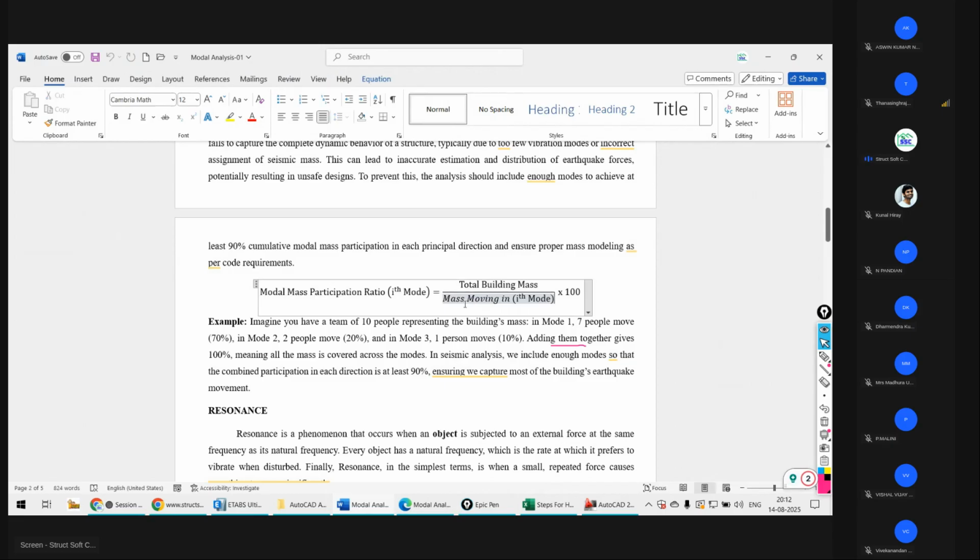What mass consideration do you need to consider in the denominator? In the numerator we'll have the 100% mass. If you see this ratio and multiply by 100, you will get the percentage of mass participation. कितना परसेंट उस पर्टिकुलर मोड में, मोड 1 में, मोड 2 में.